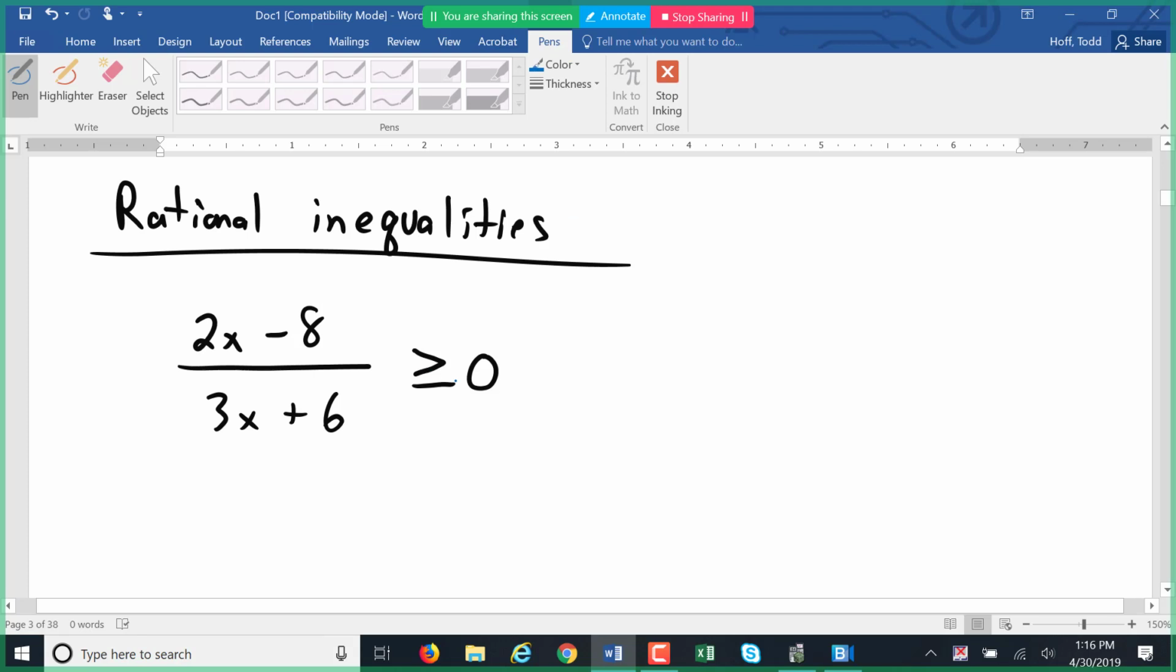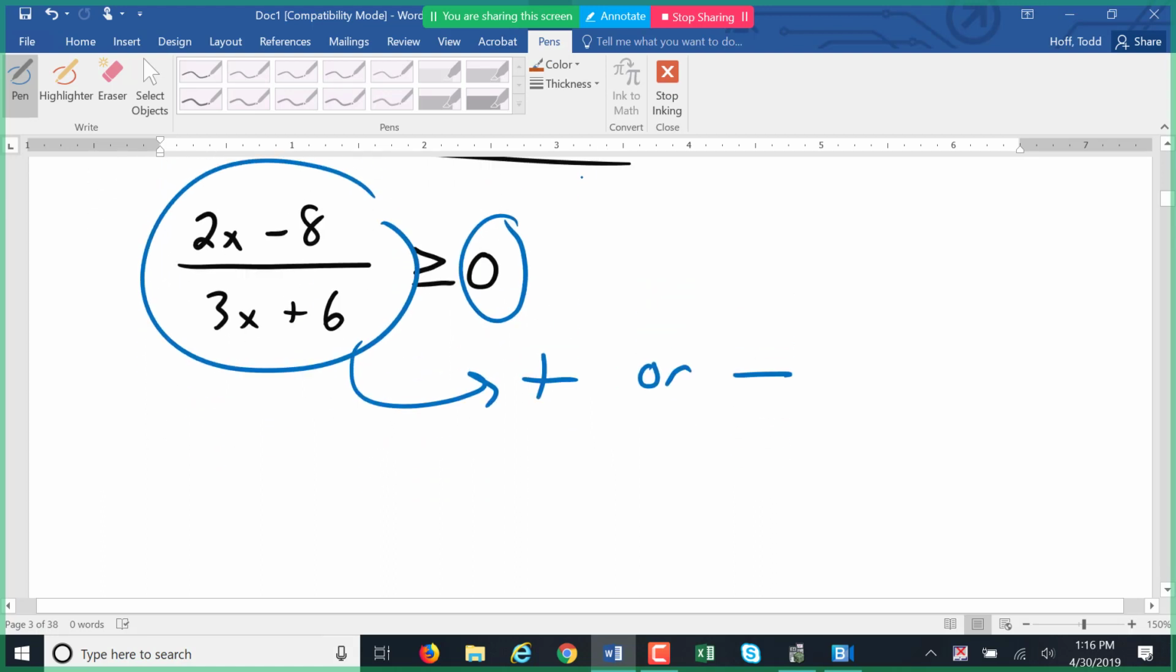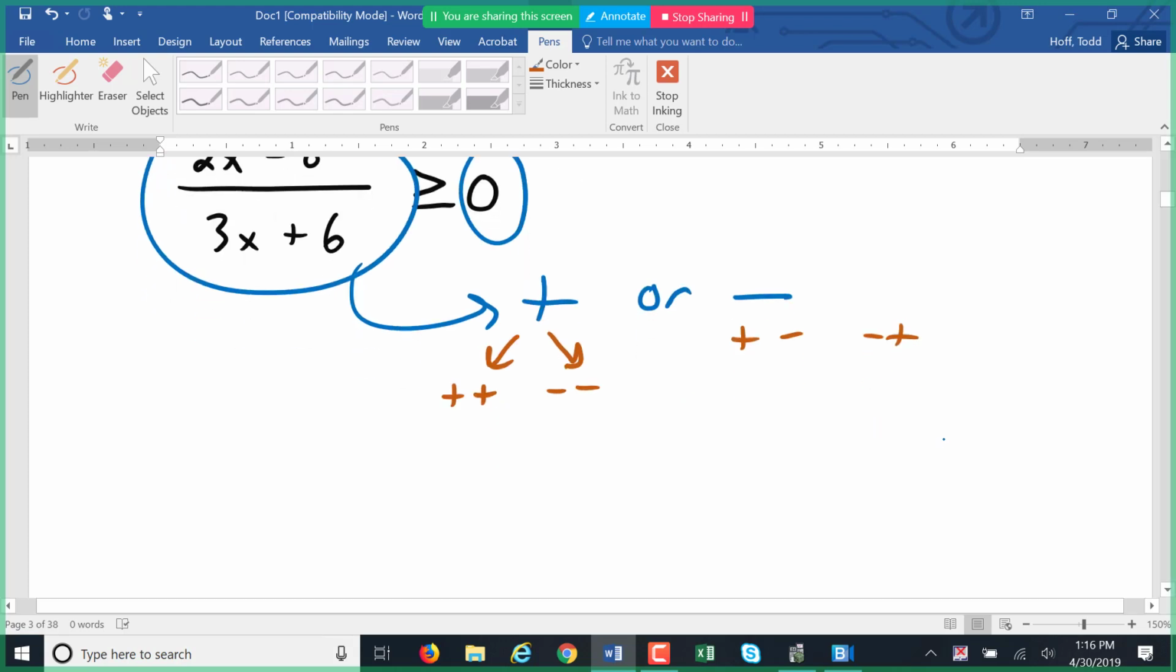To solve this, to be greater than or equal to 0, when it's 0 on this side, it makes it a lot simpler to work with. All we need to analyze is this result over here: positive or negative? And as we mentioned yesterday, to be positive, either both expressions are positive or both are negative. To be negative, of course, it's just one of each. So what we're going to do in this case is solve this as 2 separate expressions. 2x minus 8, when is that greater than or equal to 0? And 3x plus 6, when is that greater than or equal to 0?